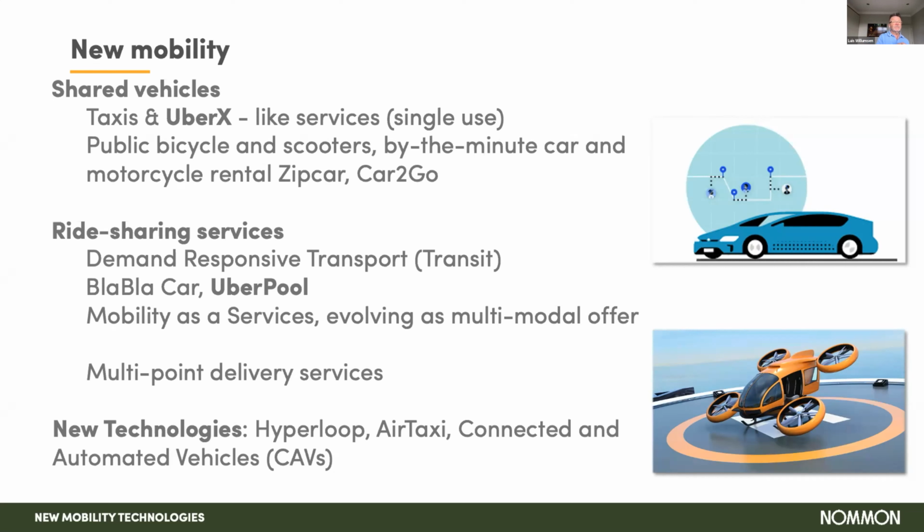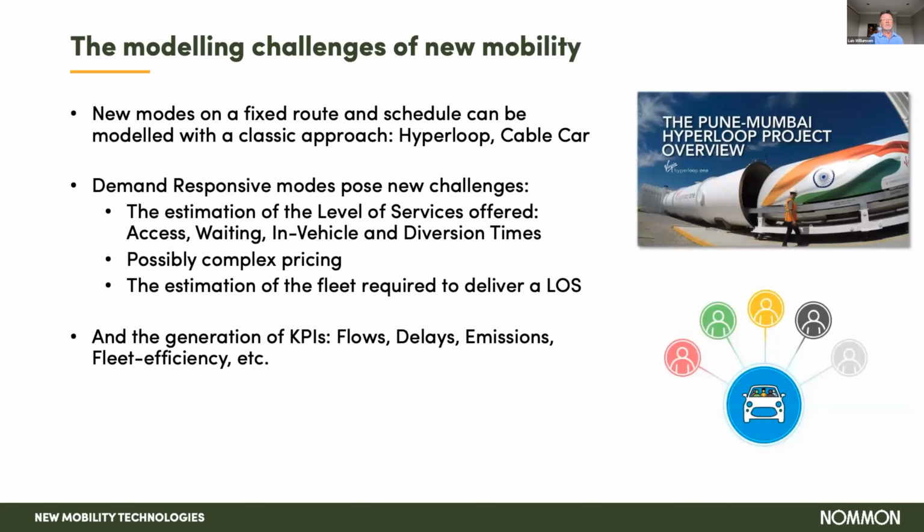And another type of service that is increasing recently as a result of the pandemic, very much so, is a multi-point delivery service, the Amazon-like service. And again, these are new. These are very difficult to model with a conventional system. Certainly a trip-based system fails there. And we also have the sort of sexy new technologies, the Hyperloop, the air taxis, and the connected and automated vehicles. I mean, what do we do with them? How do we represent them in our models?